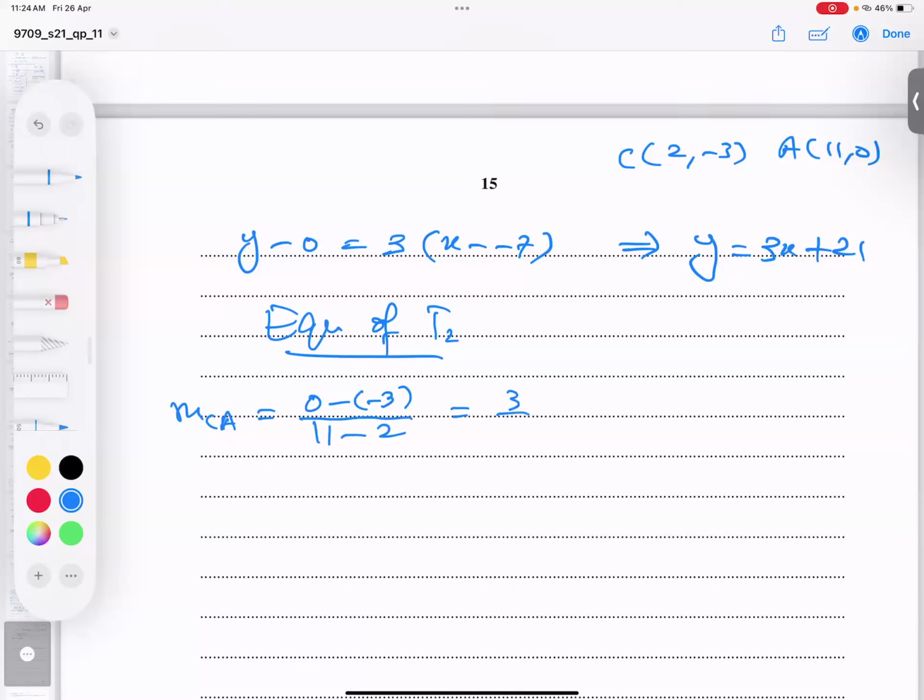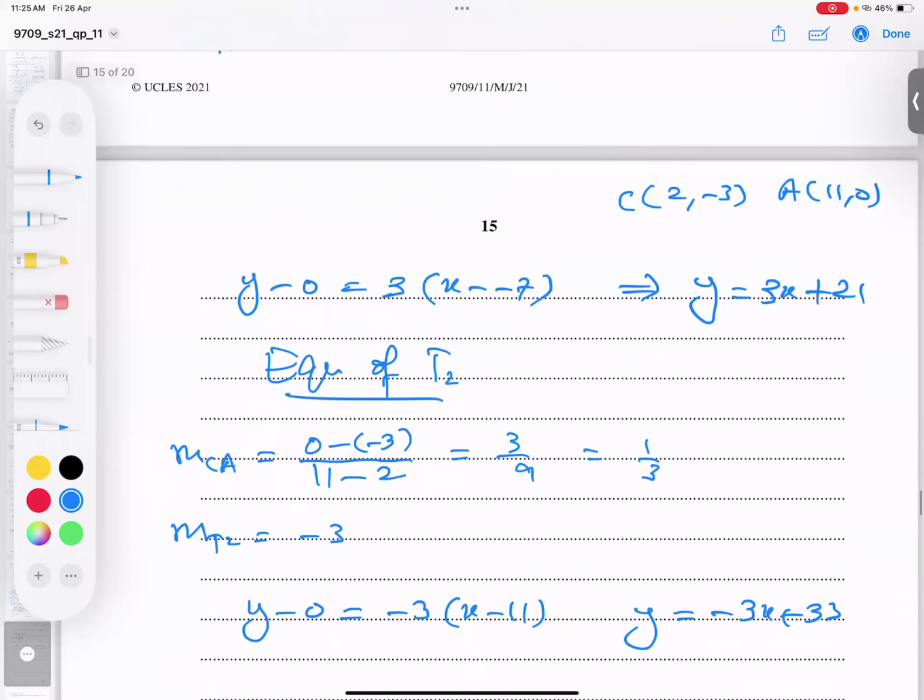I got 3 by 9, which is 1 by 3. So the gradient of CA is this one, so the gradient of the tangent is -3. So I will use this and this one: y minus 0 equals m times x minus 2. So I got y equals -3x plus 33.